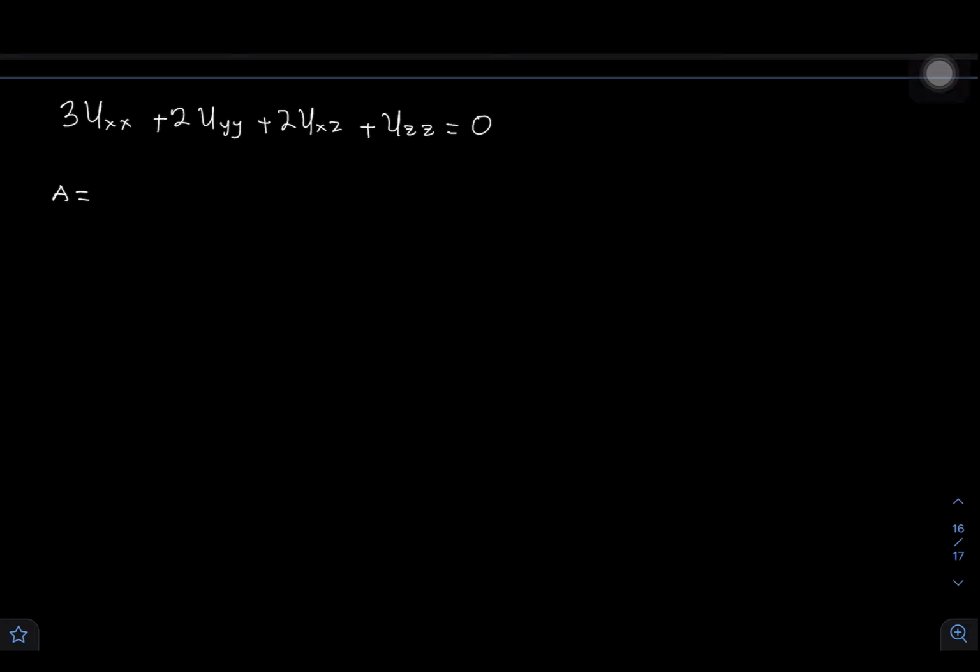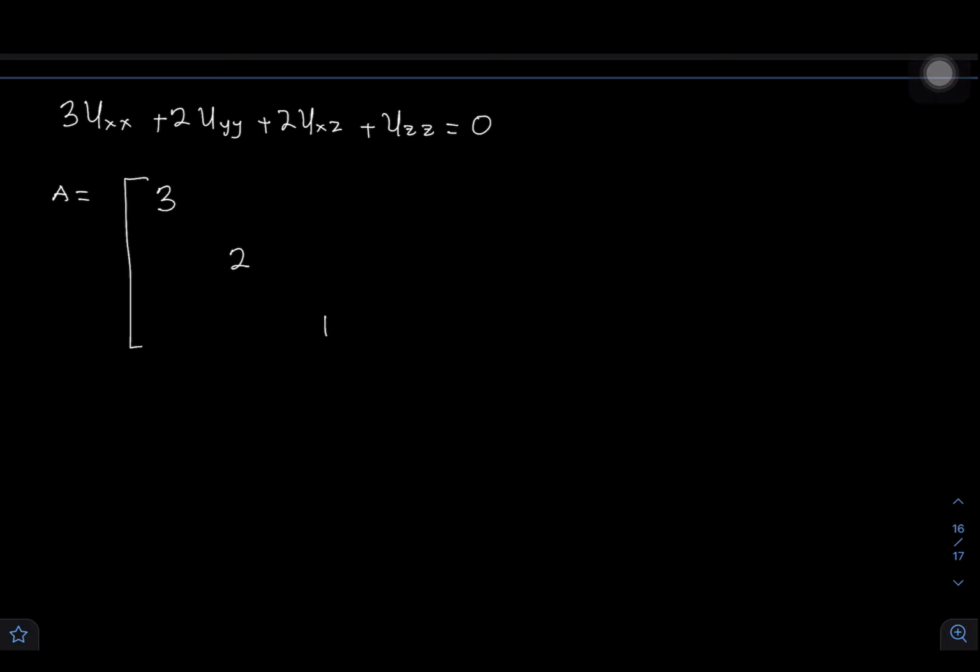Okay, so your diagonals are going to be 3 because you have 3 spatial variables. You have x, y, and z. So the matrix is going to be a 3 by 3 matrix. Okay, so the diagonals are going to be 3, 2, and 1. If you're thinking of how we got these diagonals, 3 is the coefficient of uxx, 2 the coefficient of uyy, and 1 the coefficient of uzz. Okay, so that's what we are referring to.